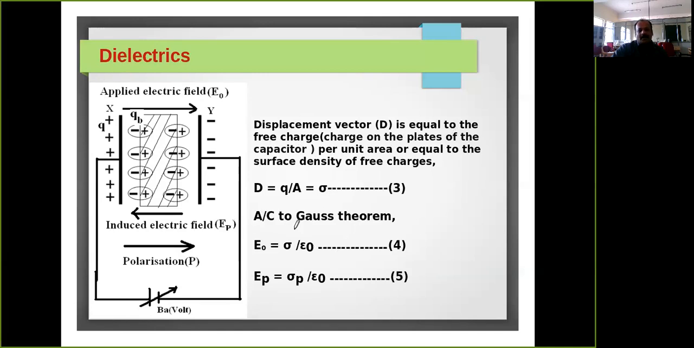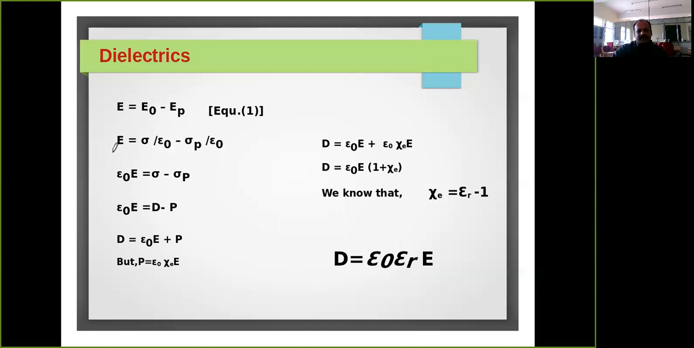As we know, according to Gauss's theorem, E naught is equal to sigma by epsilon naught, and EP is equal to sigma P by epsilon naught. Substituting equations 4 and 5 in equation 1, we get this equation. After simplification, we get D is equal to epsilon naught E plus P. But the polarization is equal to epsilon naught chi E into E. Here epsilon naught is the absolute permittivity of free space, chi E is the electric susceptibility, and E is the resultant electric field. When I substitute here, we get the final equation D is equal to epsilon naught epsilon r E. This is the relation between the electric displacement vector and the resultant electric field.